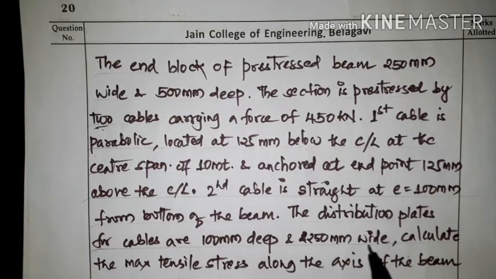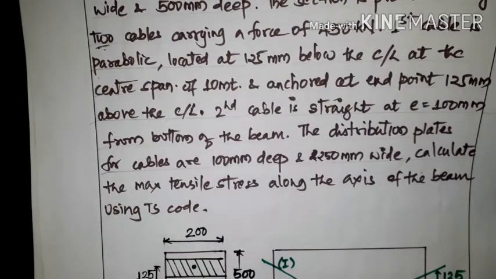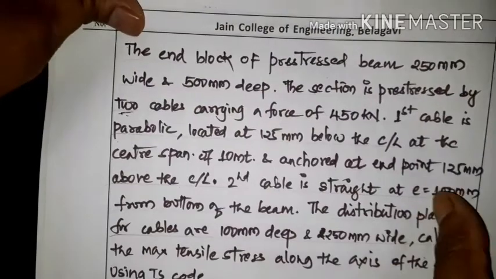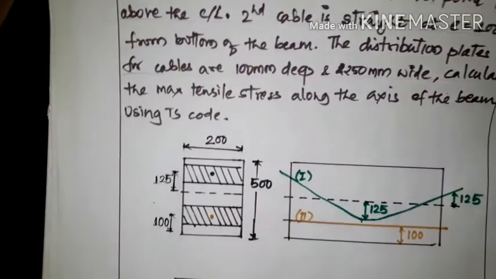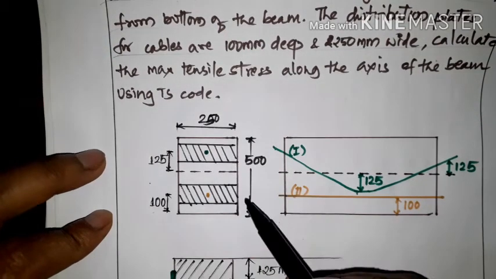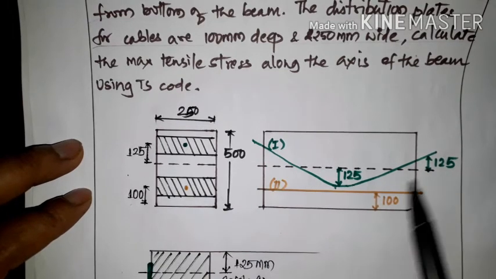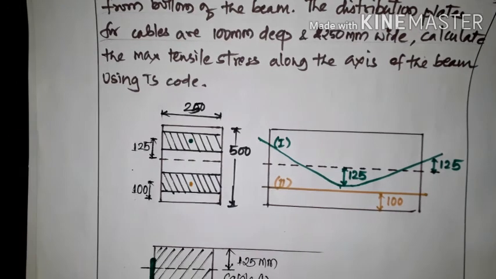So calculate the maximum tensile stress along the axis of the beam using IS code. So you have to find out the maximum tensile stress along the axis of beam using IS code. Okay, so understood? So this is the given sketch. So the beam is 250 mm wide by 500 mm deep, and with two cables. We can see one green color, one more the yellow color. Okay, we have two cables.